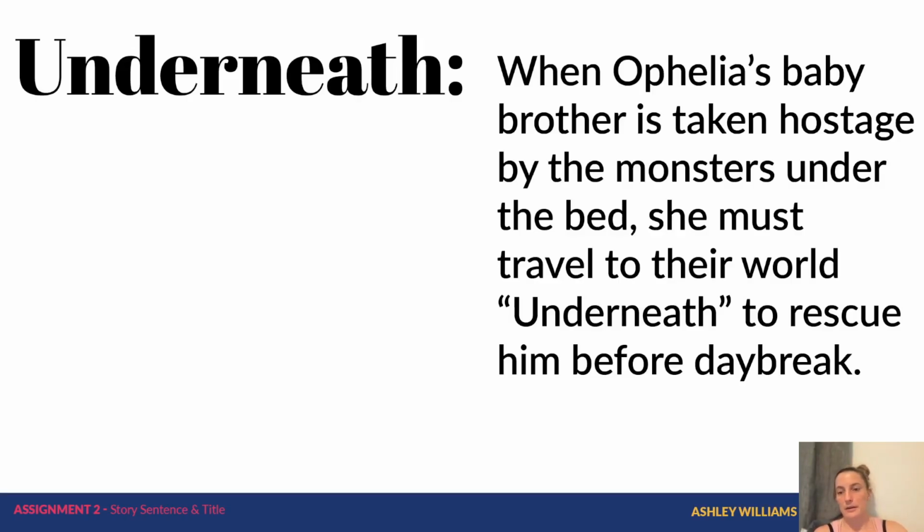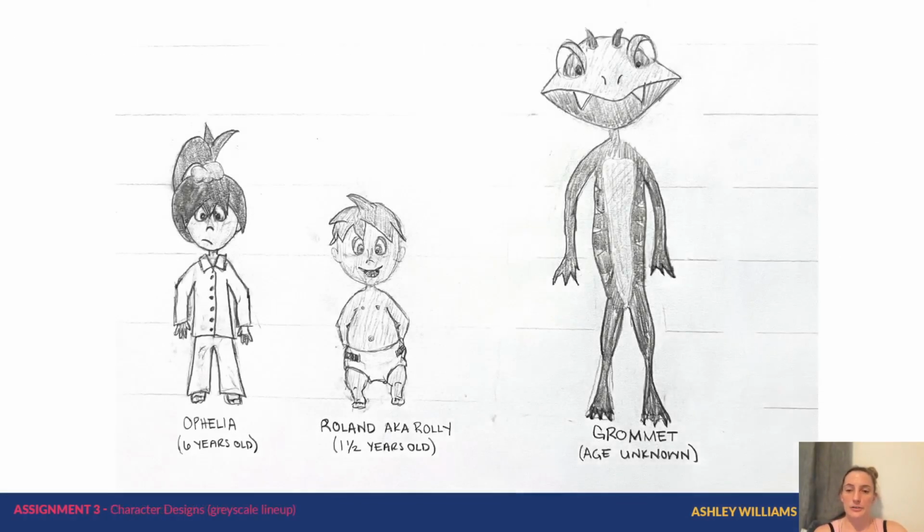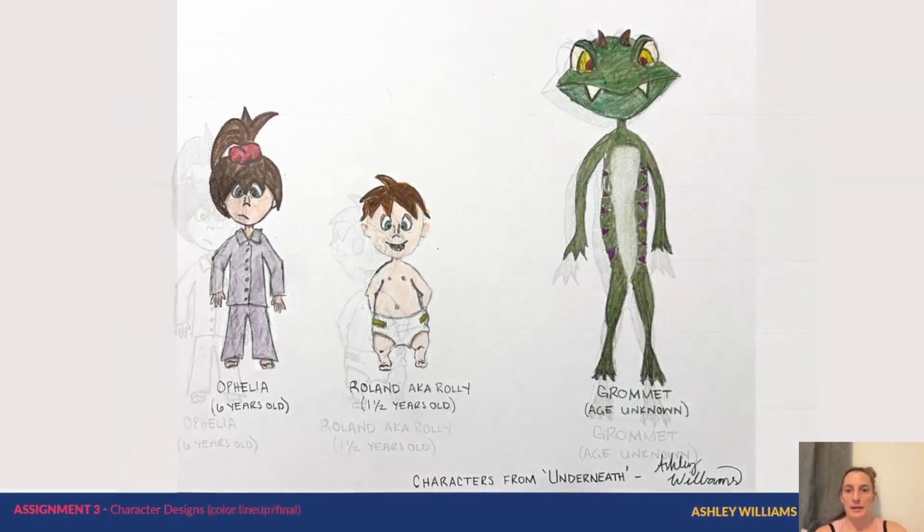So from here, we went into designing the characters for this story. So these are the characters that I designed: Ophelia, Roland, and Gromit, the monster under the bed. And this is the grayscale version of those in the lineup. And this is the color version in the lineup.